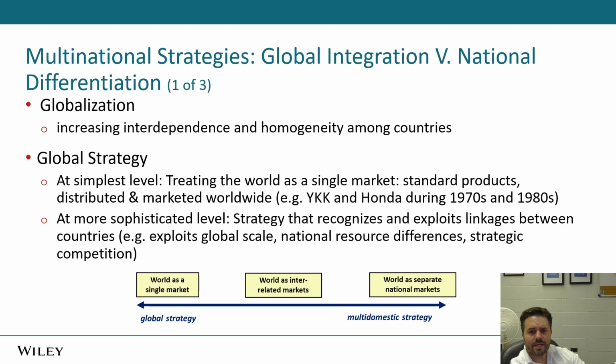Zippers. YKK makes zippers. There's no national preference for certain types of zippers that zip down instead of up. Honda motorcycles, they can sell the same motorcycles in virtually any country, or at least they could in the 70s and 80s. Now with emission standards, they'd have to make some modifications depending on the market.